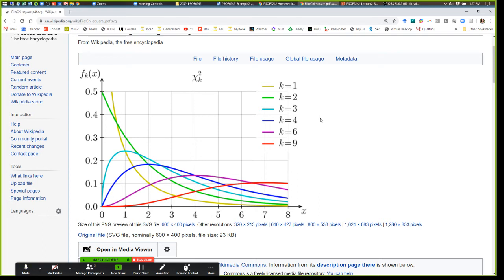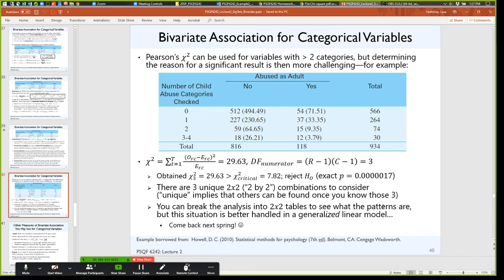This one, we're out here at 30. So I can make a guess that 30 is really unexpected. There is a pattern. These things are not unrelated. They're related somehow. How? The p-value that goes with the chi-square of 30 on 3 degrees of freedom is 0 to like 6 decimal places.